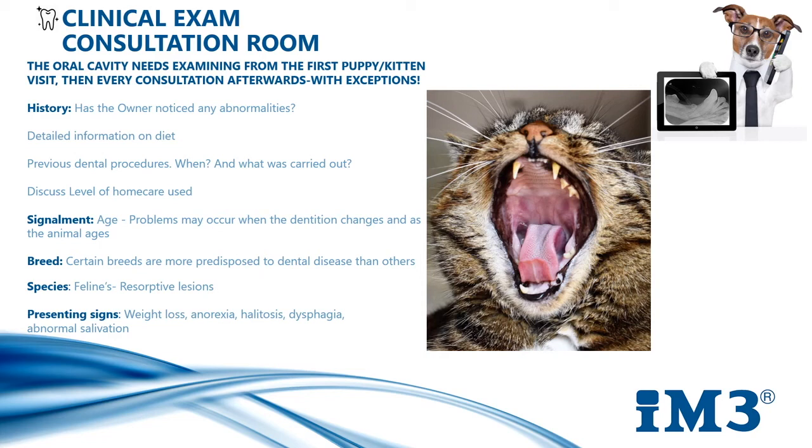Also, we need to think about the species. Although tooth resorption occurs in dogs, tooth resorption may affect between 30 and 60% of our feline patients. We also need to note down any presenting signs, so any weight loss, anorexia, halitosis, dysphagia, abnormal salivation, inability in opening or closing the mouth, chattering jaws or facial swelling. We need to ensure that the client has a positive experience during the consult, and we need to work on changing clients' beliefs as well as behaviours.